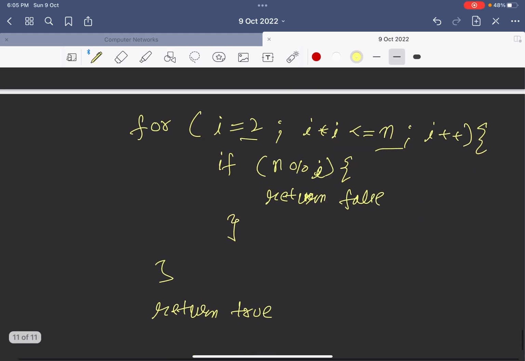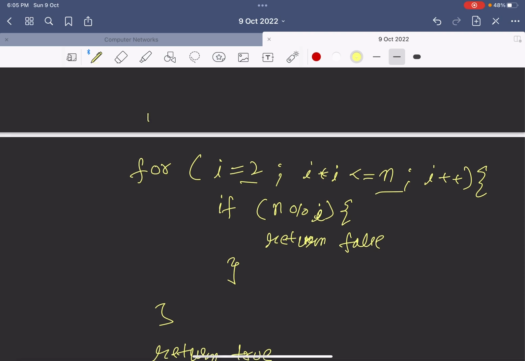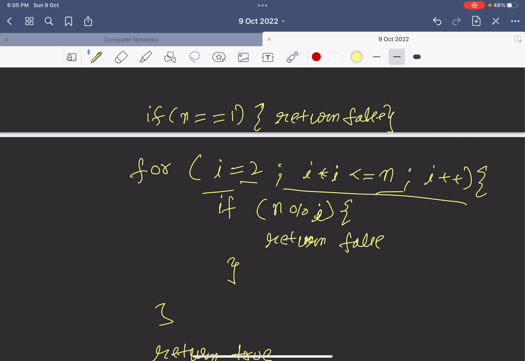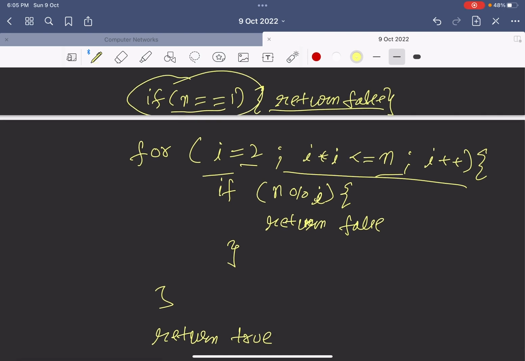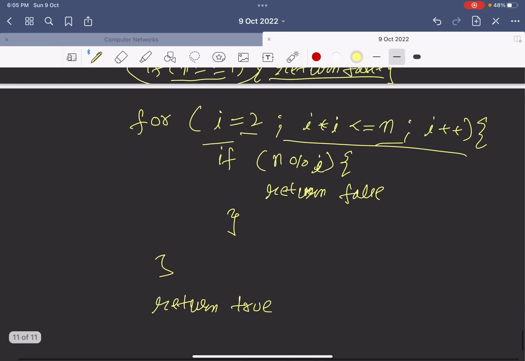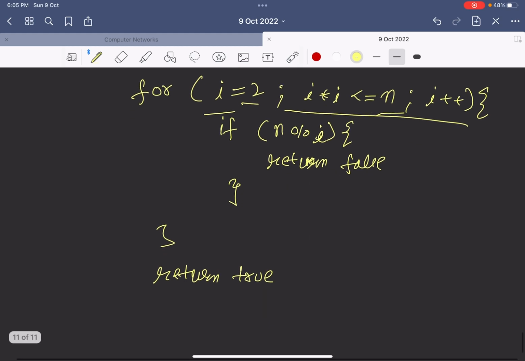And I have to handle the case when n is equal to 1. So if n is equal to 1, I don't go into this loop and simply return false. We don't have to check this for loop for n equal to 1. I have to deal with n equal to 1 explicitly. For the rest of the numbers, I can check what is my lesser number that is dividing n. So this is it.